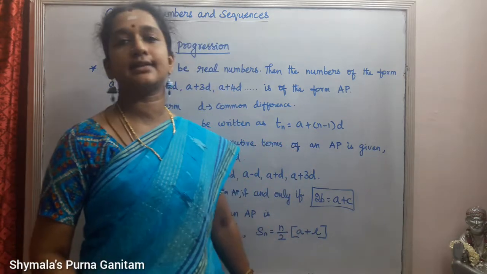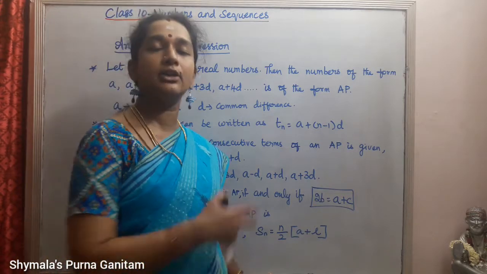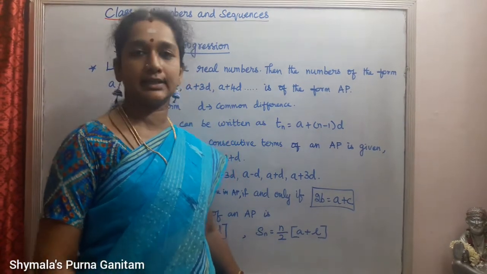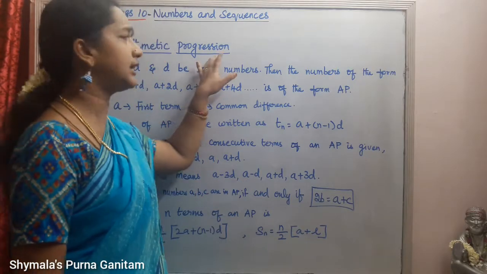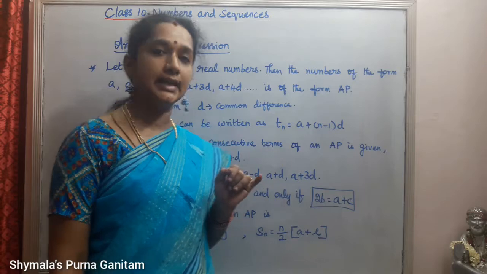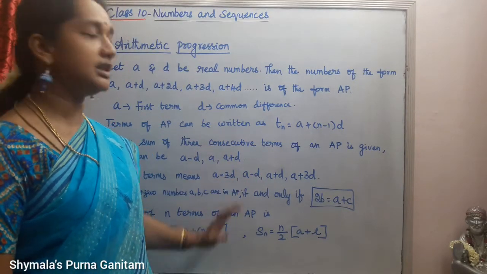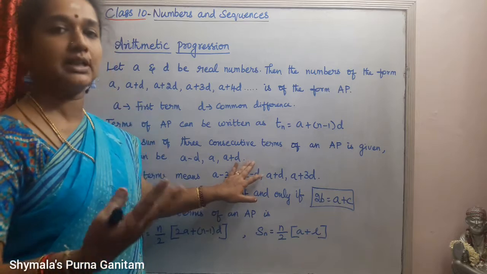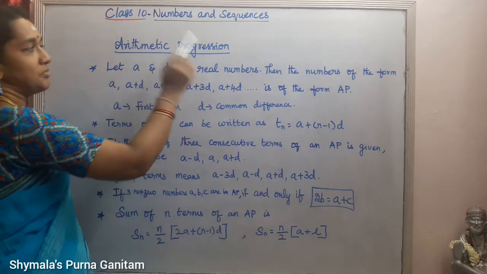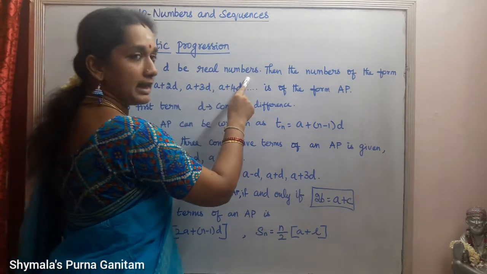Before going to exercise 2.5, a few things we need to know about that. Then only we will be able to do the sums in that exercise. That exercise is based on arithmetic progressions, that is AP. Based on this information only, we have to do the sums. So, arithmetic progression. Let A and D be real numbers.